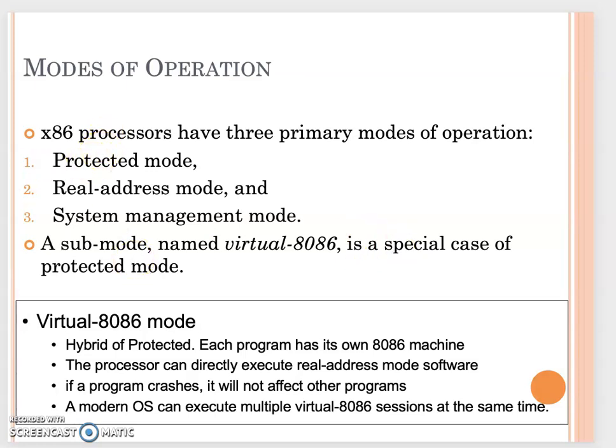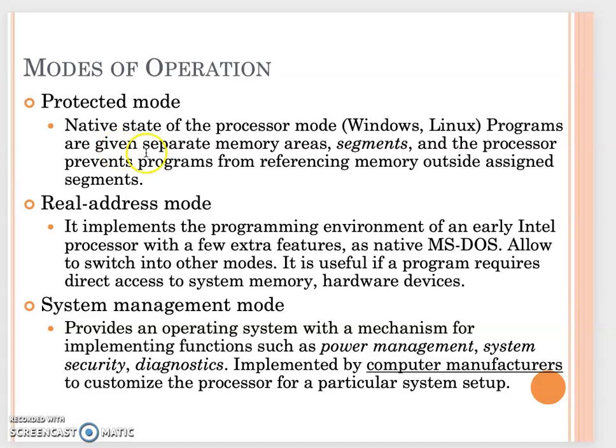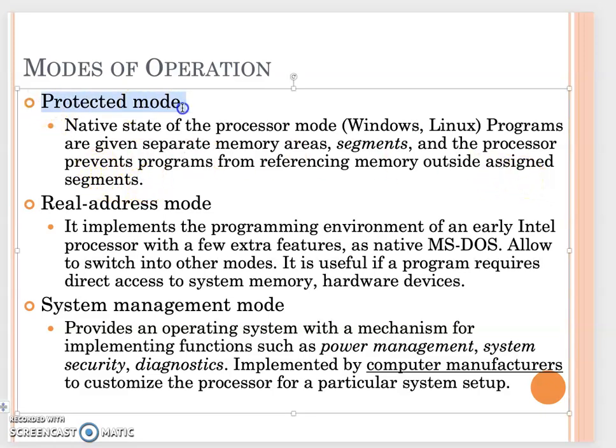So the first thing we see, what is protected mode? Protected mode is the native state of the processor. For Windows and Linux systems, programs are given separate memory areas. That's what we call segments. And the processor prevents programs from referencing memory outside the assigned segment. So actually protected mode is very important.